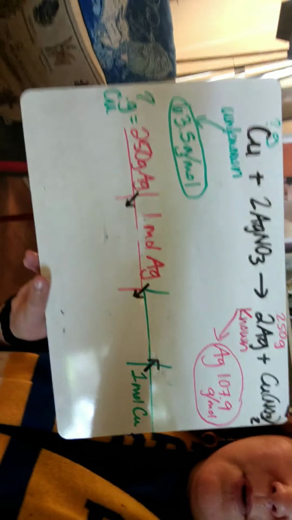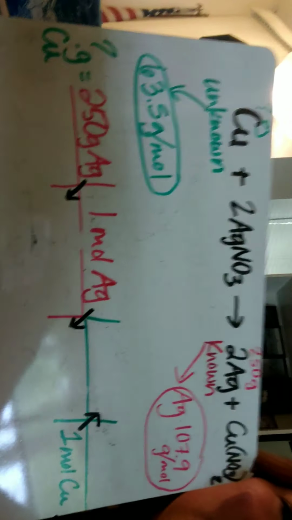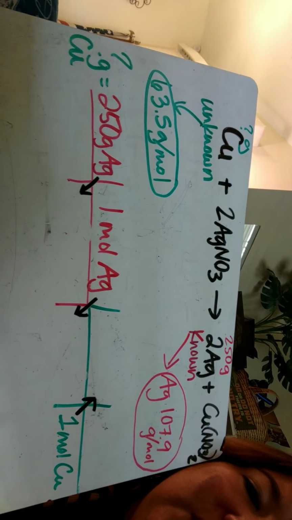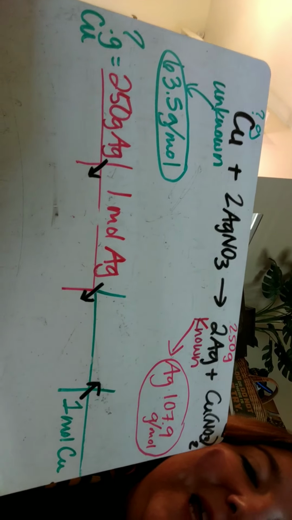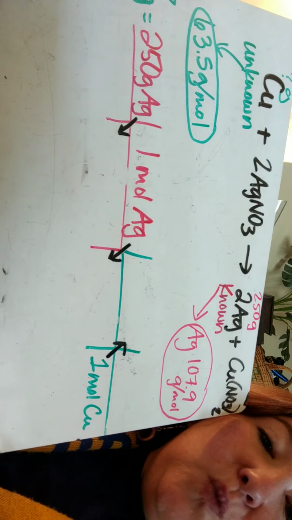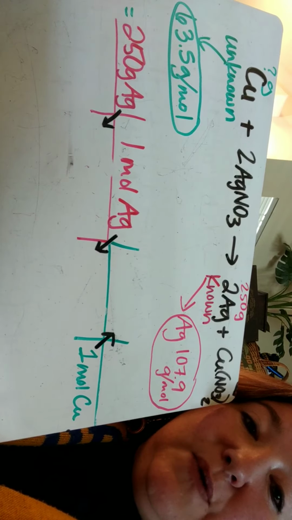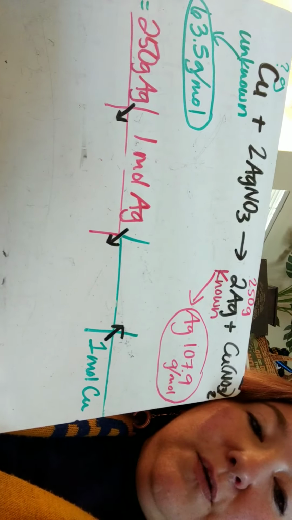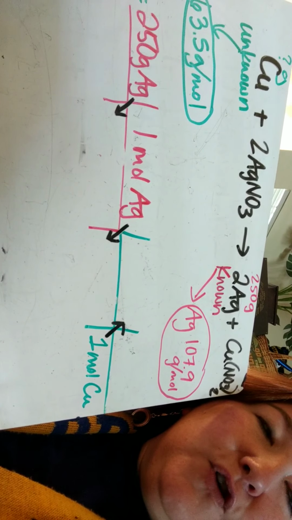And so we set up our factor label chart. So we're looking for the grams of copper. We're starting with 250 grams of silver. The next blank is known. In that chart that you copied, we always know that the next one is 1 mole, and you just fill in what the compound is. So in this case, it's an element, silver. And then the last box on the bottom right is 1 mole of your unknown.